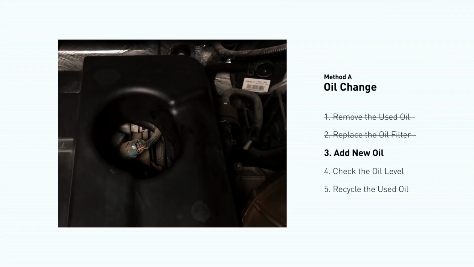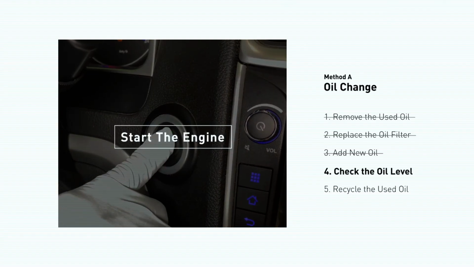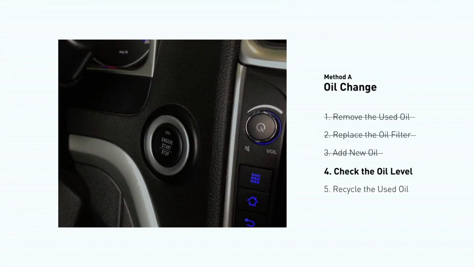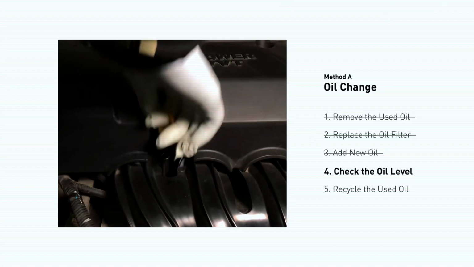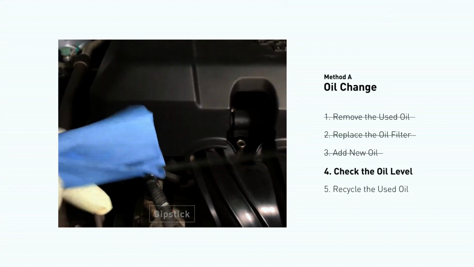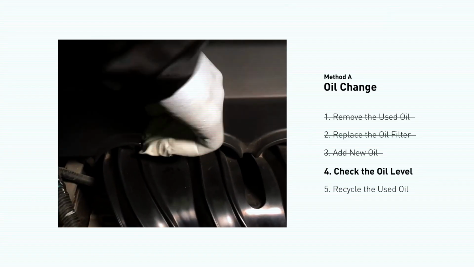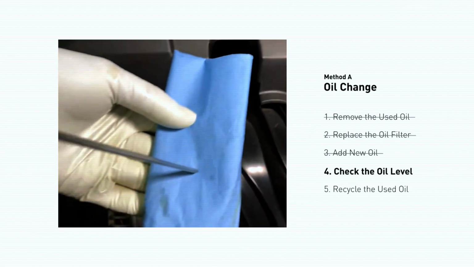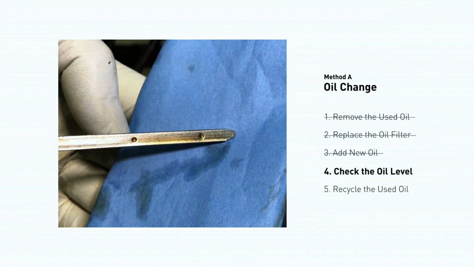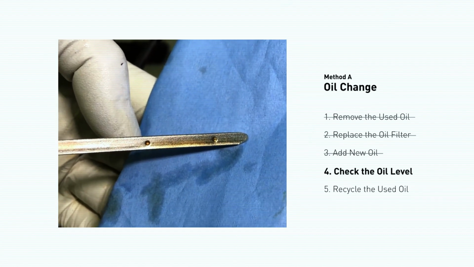To check oil levels, pull the dipstick out and clean it off. Replace the dipstick, and pull it out again. The oil should be near the top dot or fill line. If it is close to the lower dot, you'll need to add more oil. If your oil levels are good, replace the dipstick and shut the hood.